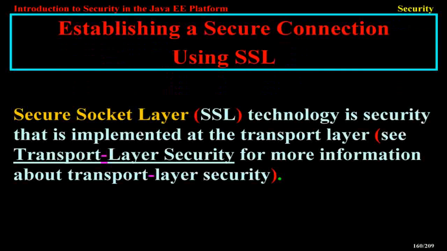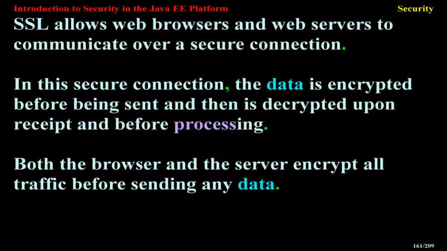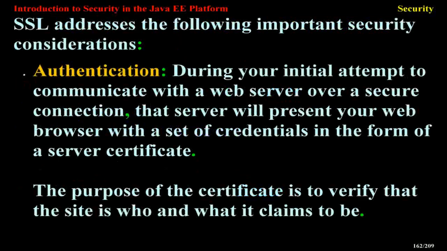Establishing a secure connection using SSL. Secure Socket Layer (SSL) technology is security that is implemented at the transport layer. See Transport Layer Security for more information about Transport Layer Security. SSL allows web browsers and web servers to communicate over a secure connection. In the secure connection, the data is encrypted before being sent and then is decrypted upon receipt, and before processing. Both the browser and the server encrypt all traffic before sending any data. SSL addresses the following important security considerations.